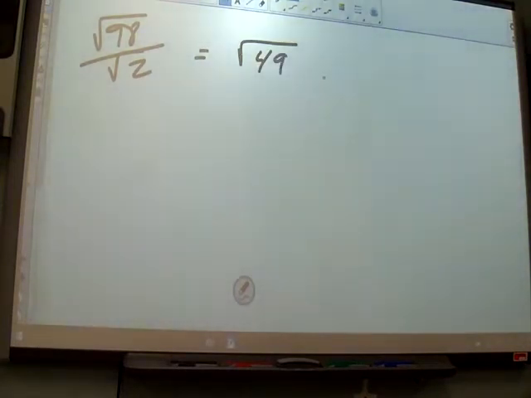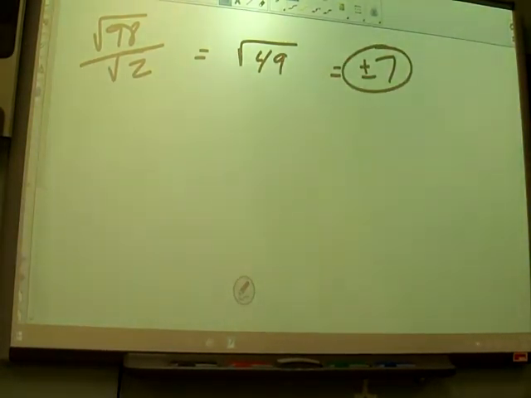49. Okay, now is 49 a perfect square? 7, Chloe. Is it positive, negative, or just 7? Very good, G-Dub and Kason.